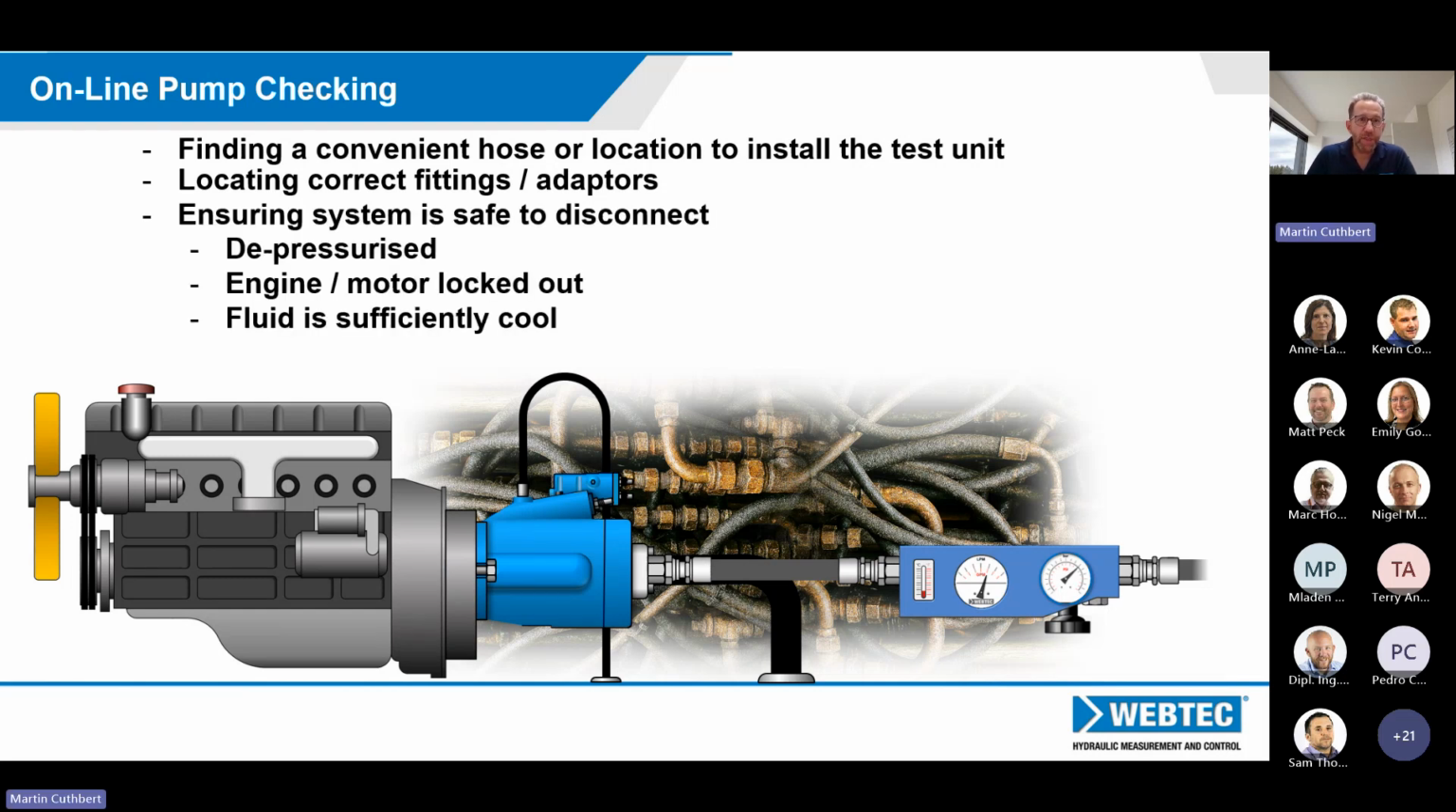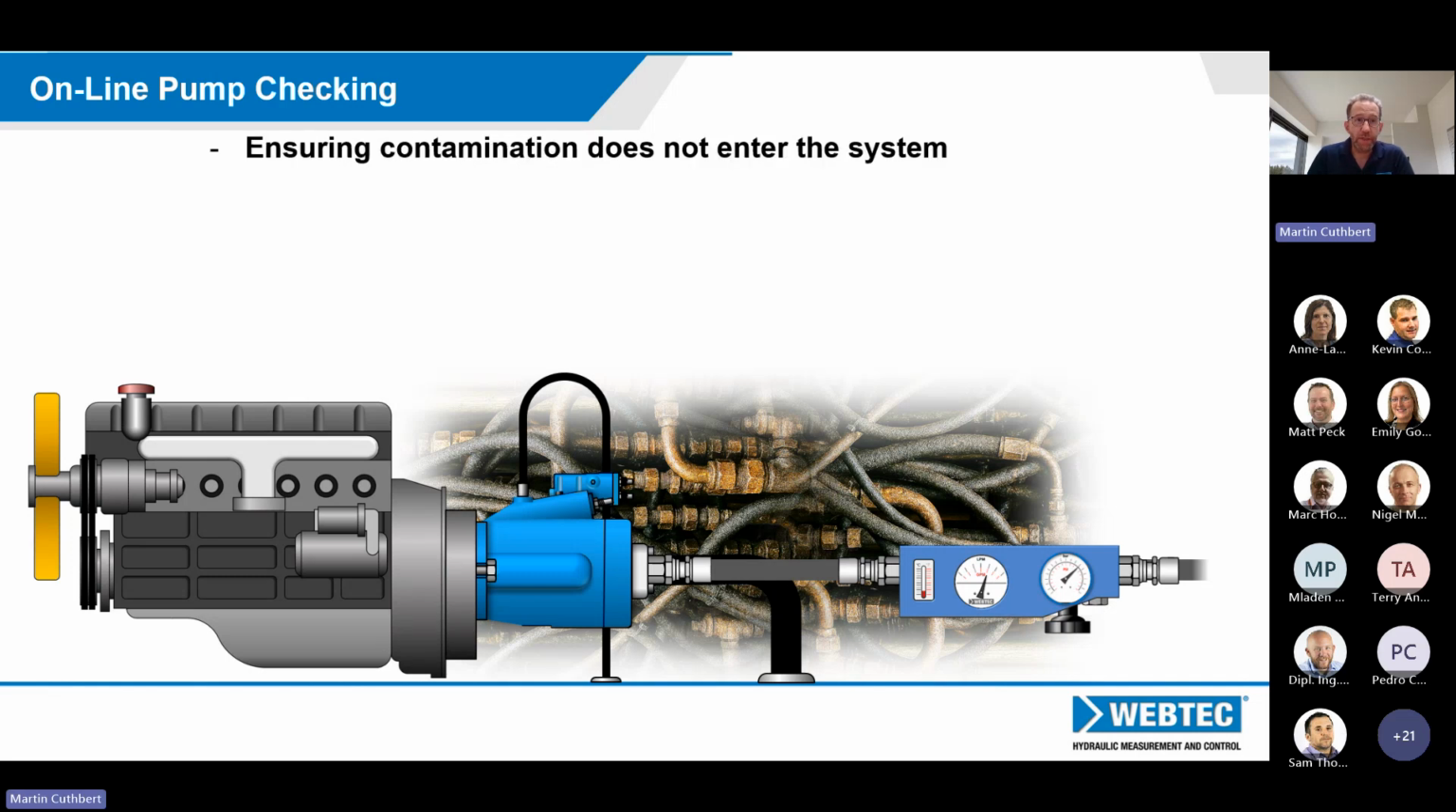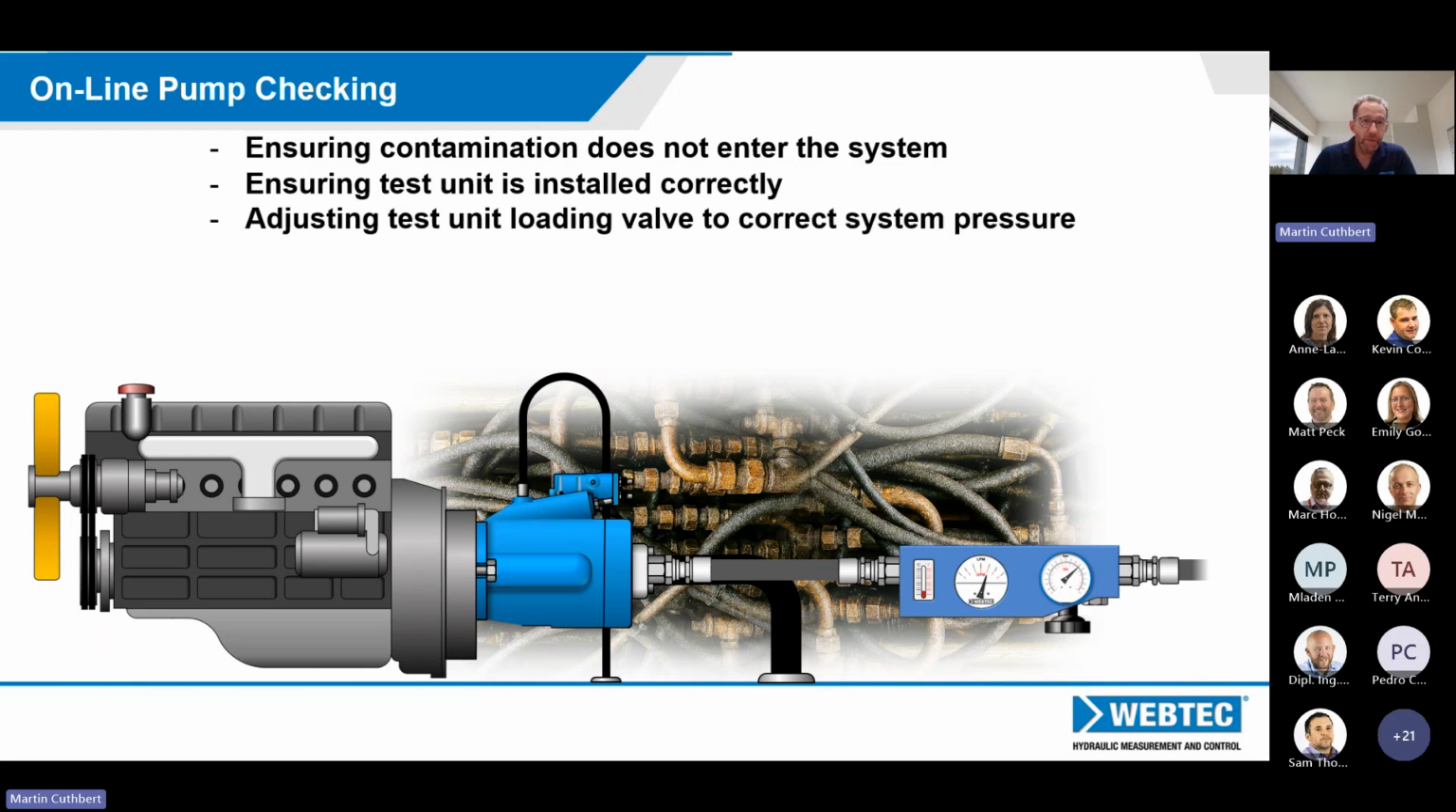Ensuring the system's safe to disconnect, depressurized, the engine and motor are locked out, the fluid is sufficiently cool, and then making sure they've got the right test unit for the flows and pressures they're hoping to measure. There's also concerns when you break into the circuit about minimizing contamination, making sure that the unit's installed correctly. This unit's got a load valve on it, so it's there to restrict the flow and raise the pressure. So we make sure that's open.